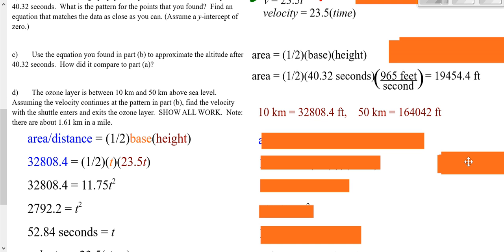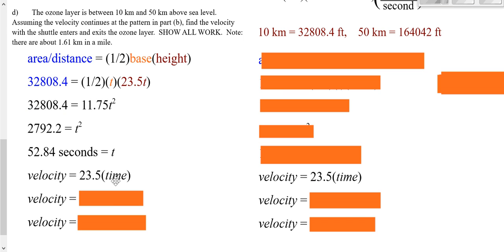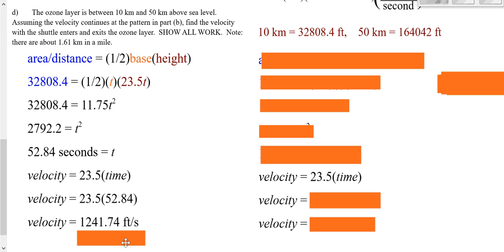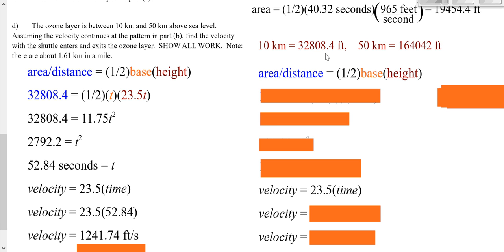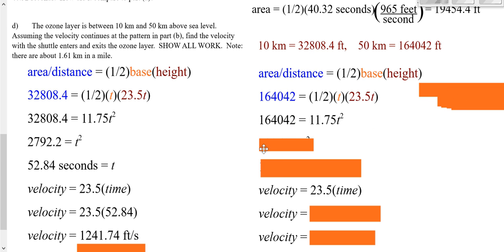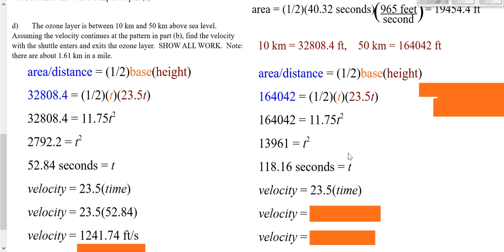That gives you your time to get to your 10 kilometers high. You're asked to find velocity. We know velocity is 23 and a half times your time, so all we have to do is plug in the time that we just figured out, 52.4 or 84, multiply it together, and then we would get this with our units. Essentially, for the next part, you just have to repeat that, except instead of starting out with 32,000 feet, you're starting out with 164,000 feet. Then you repeat that, working out the right-hand side, dividing, taking your square root, taking your time, plugging it in, and then you get your velocity to be this.